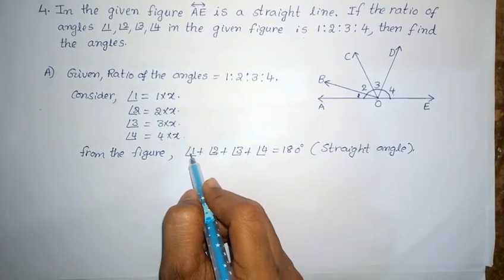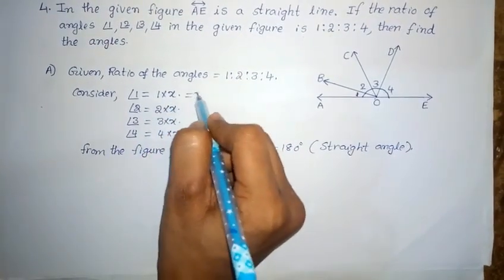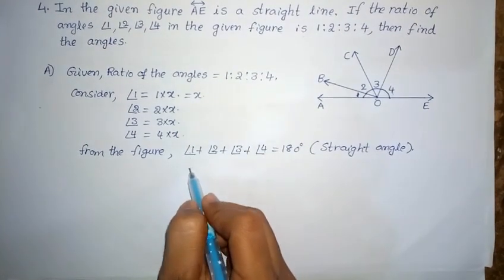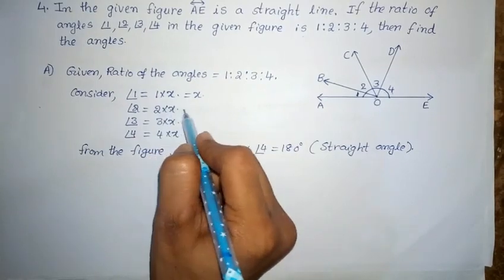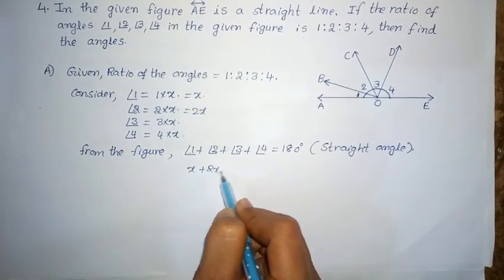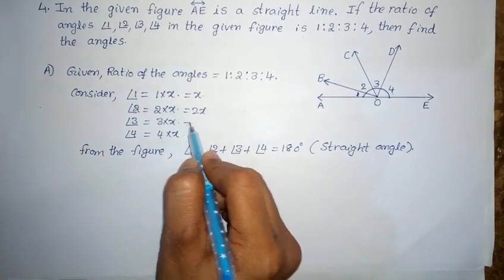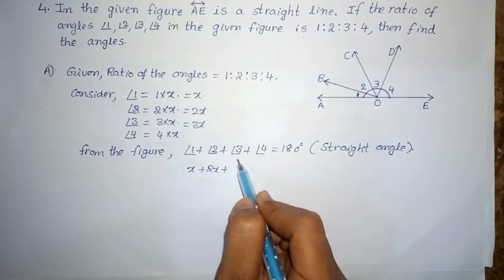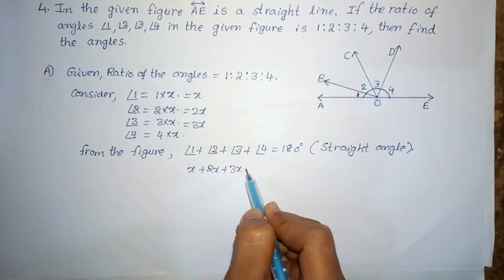So angle 1 is equal to 1 into x, nothing but 1x. So this is x. So angle 1 is x plus angle 2, which is equal to 2 into x, that is 2x. So substitute 2x, plus angle 3, which is equal to 3 into x, that is 3x. Substitute angle 3 equal to 3x.